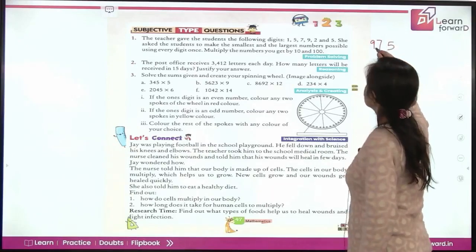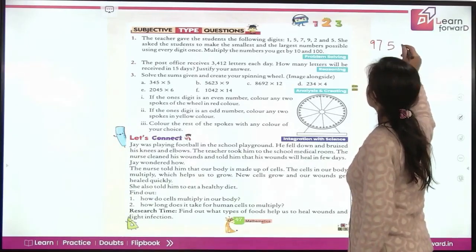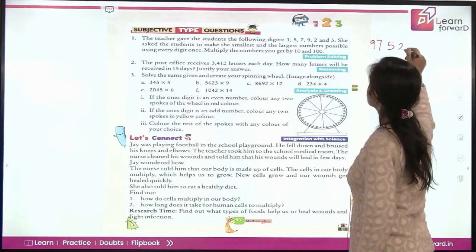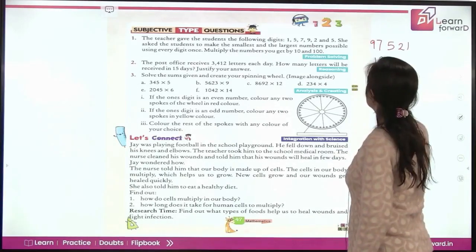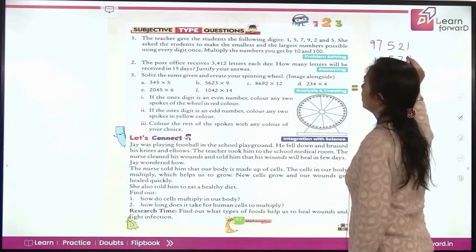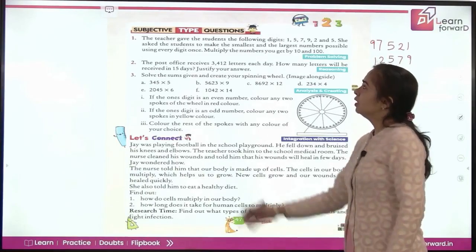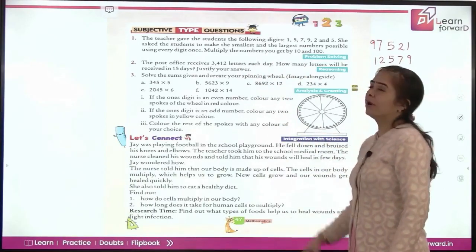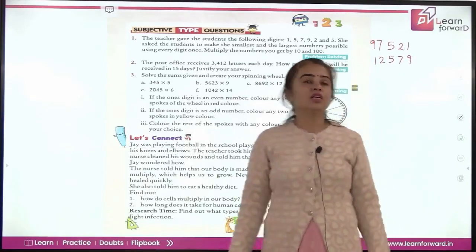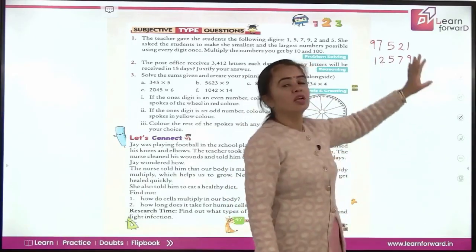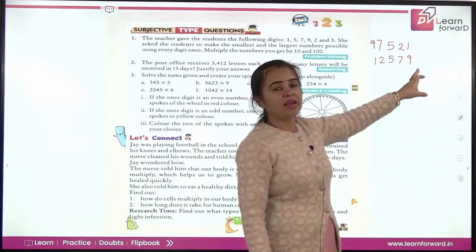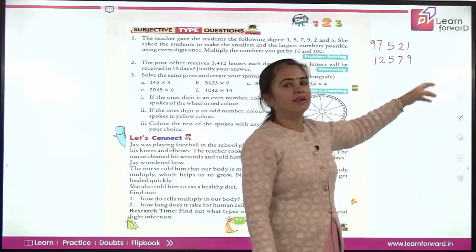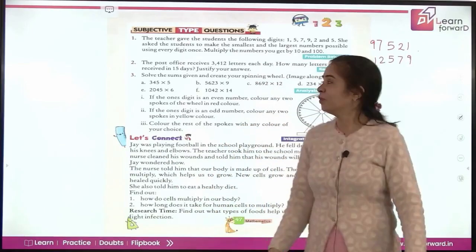So 97521. This is the biggest number. And what is the smallest possible? 12579. Now multiply the numbers you get by 10 and 100. So you have got 2 numbers here. You will multiply each of them. First multiply by 10, then multiply by 100 and get the product.